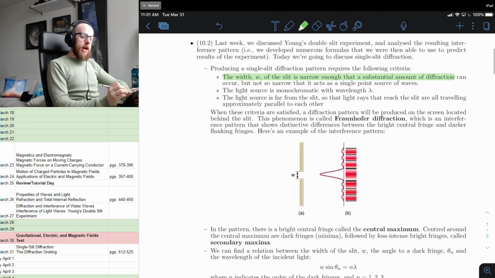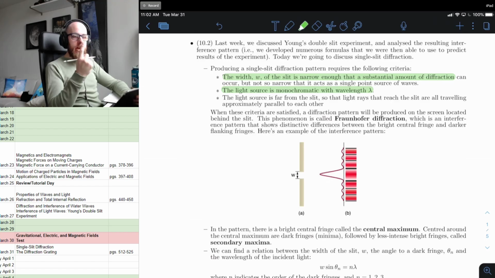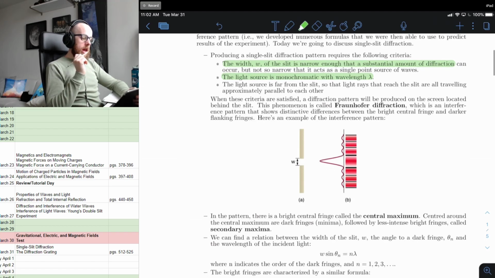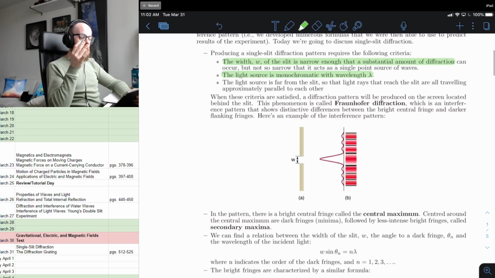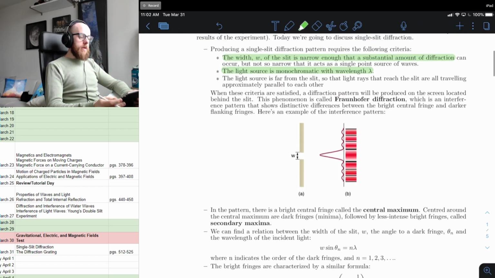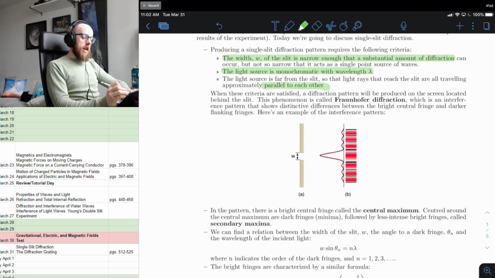Another criterion, which we actually had with the double-slit experiment as well, is that the light source is monochromatic, meaning it has a single wavelength, lambda, and the light source is far from the slit. So we assume that when the light rays are hitting the slit, they're all running approximately parallel to each other, okay? When all three of these criteria are satisfied, we get a diffraction pattern that's produced on the screen located behind the slit. This is called Fraunhofer diffraction.